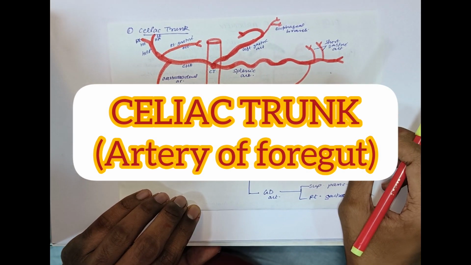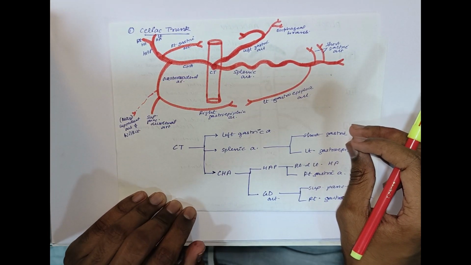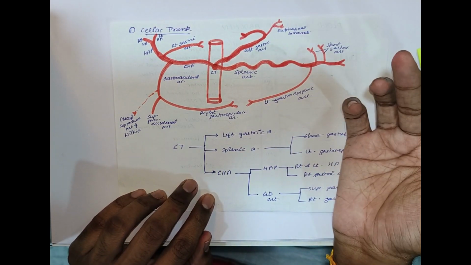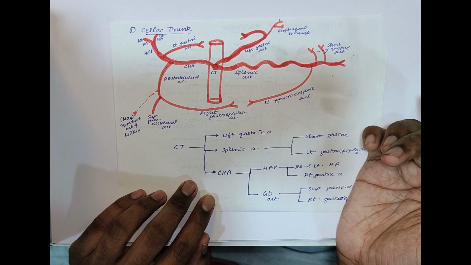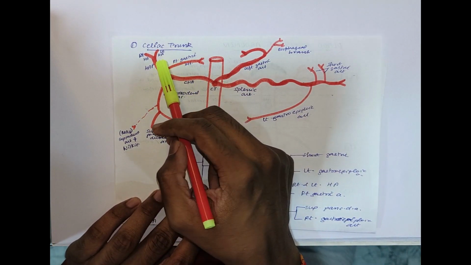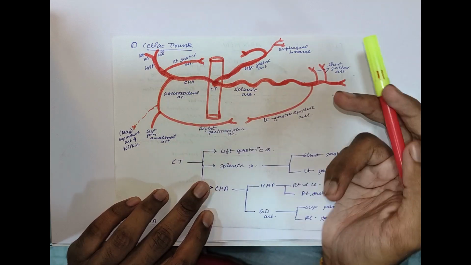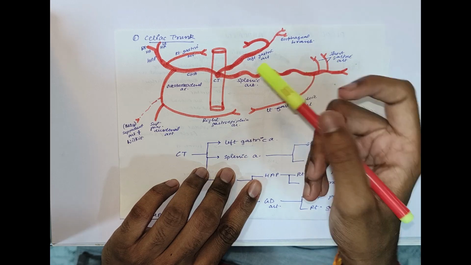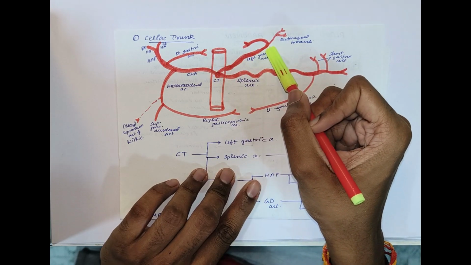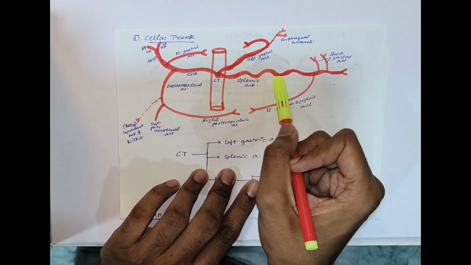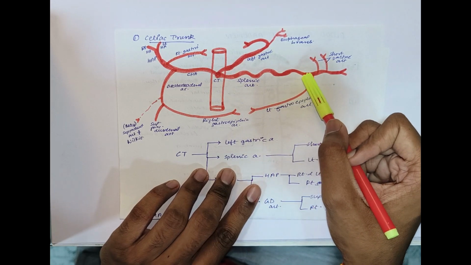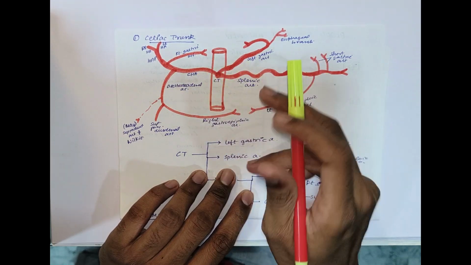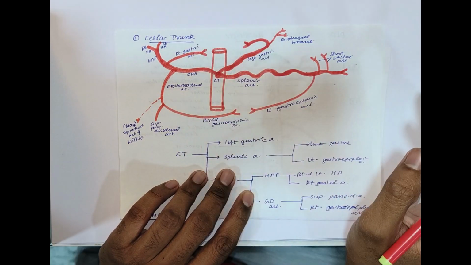Now let us continue our study of the blood supply of the abdomen by studying the three unpaired ventral branches of the abdominal aorta, being the celiac trunk, the superior mesenteric artery, and the inferior mesenteric artery. So we'll begin with the celiac trunk, which is the artery of the foregut. Now the celiac trunk has three important branches. One is known as the left gastric artery. Second is the splenic artery, which we have already talked about in our video of the spleen. And then we have the common hepatic artery. So these are the three important branches of the celiac trunk.